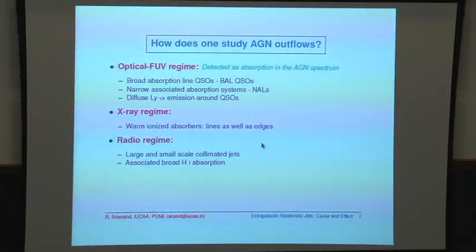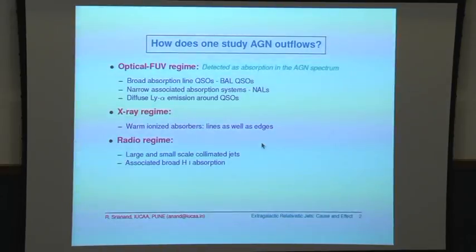So how we are going to detect these outflows is in the form of absorption in the spectrum of the AGN itself. If you take the spectrum of this AGN in X-rays and you find an absorption, and if it is broad absorption in X-rays, we will call it warm absorbers or hot absorbers. If you see it in UV, you will call it UV absorbers. In optical, you will call it broad absorption lines, and call these quasars BAL quasars.